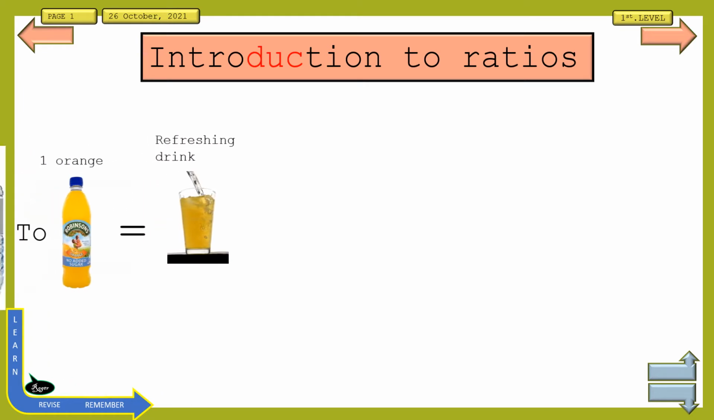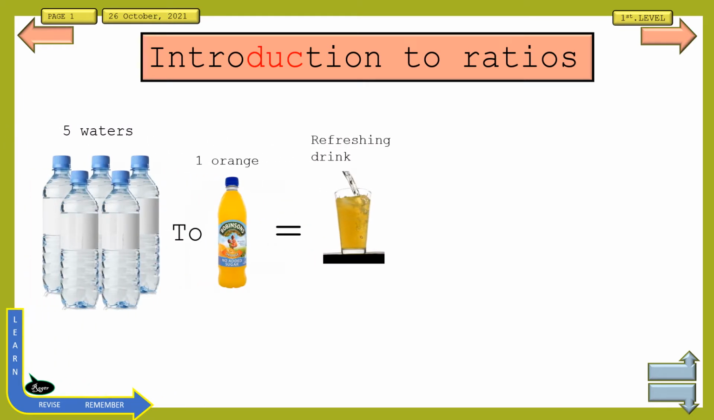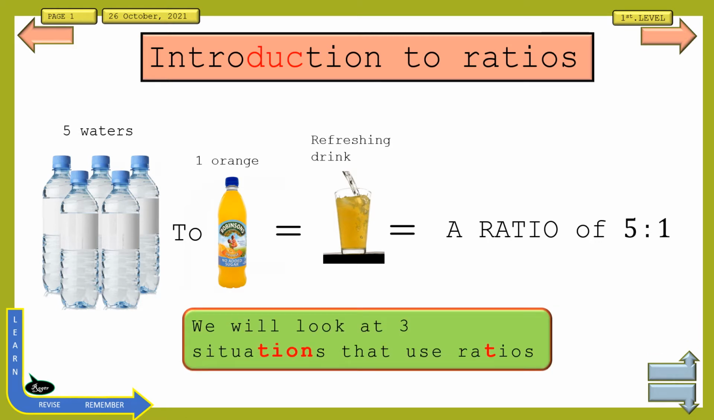Look at the picture that's sliding in. It has 5 bottles of water and 1 bottle of orange squash. When you mix 5 parts of water to 1 part of orange squash, you get a refreshing drink. Maybe. In other words, we use a ratio of 5 to 1. In the next few slides, we will look at 3 situations that can be described with ratios.